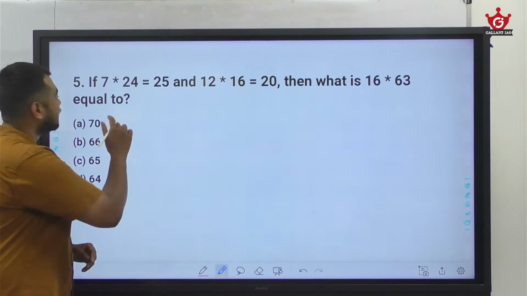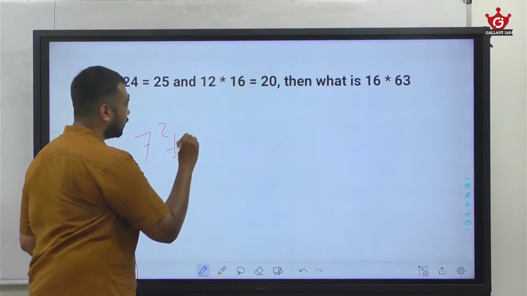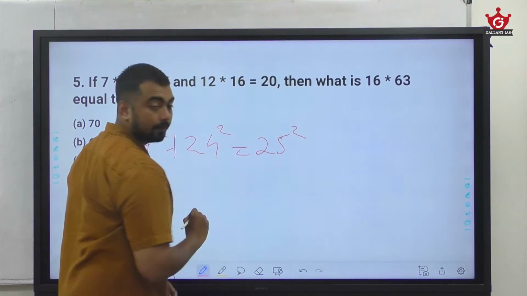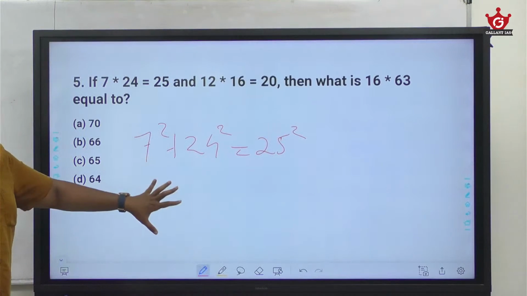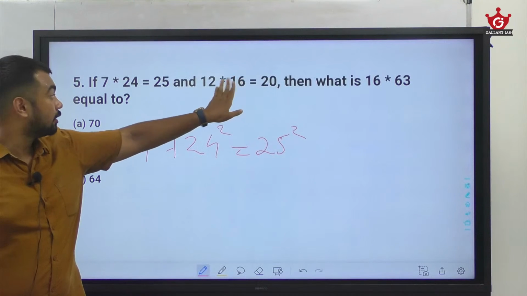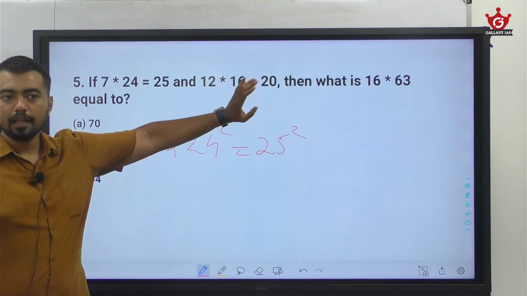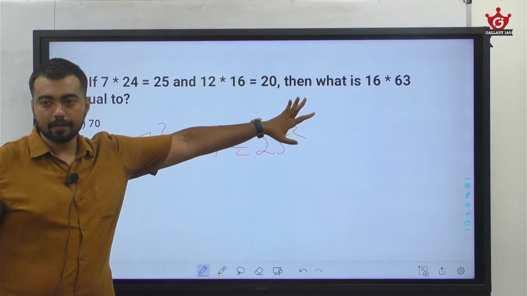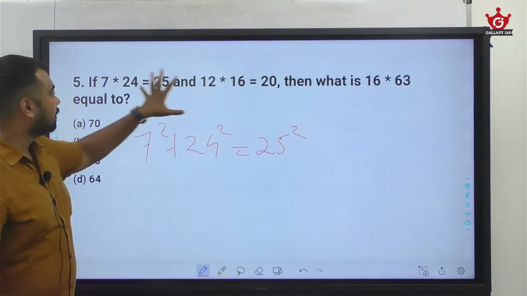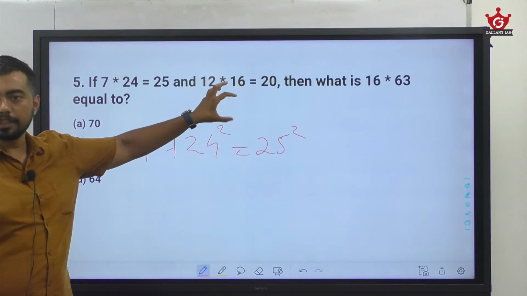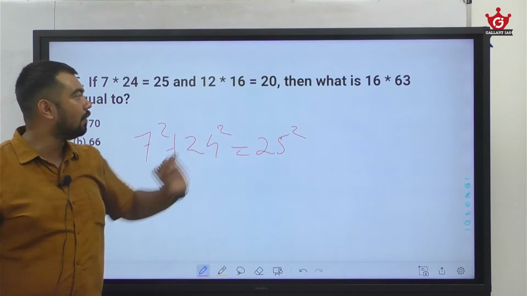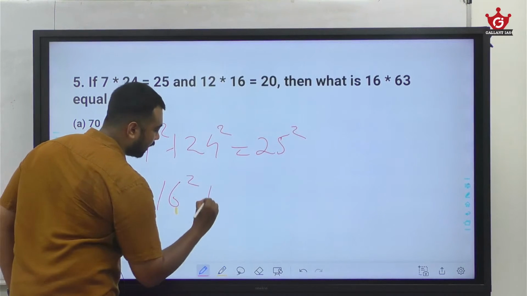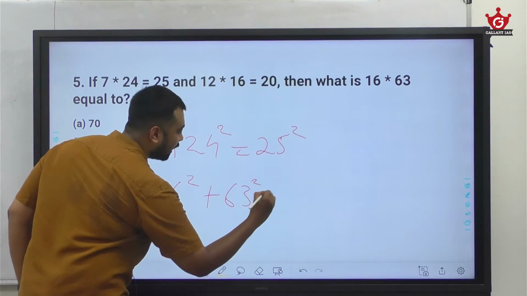So I'll tell you the answer. 7 square plus 24 square is equal to 25 square. It's a Pythagorean triplet. Similarly, 12 square plus 16 square is equal to 20 square. It's a Pythagoras triplet. And 16 square plus 63 square, we need to find 6. We have understood from these two examples that this is a Pythagoras triplet. Now all we need to find is what 16 square plus 63 square is equal to.